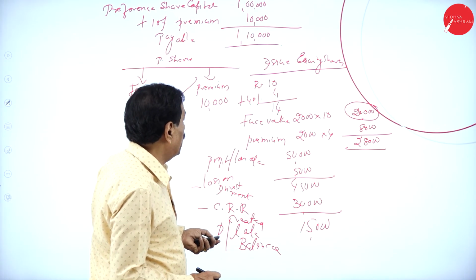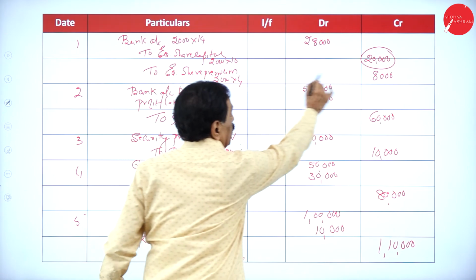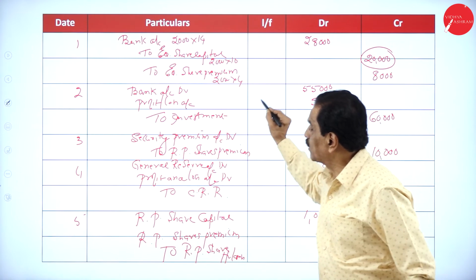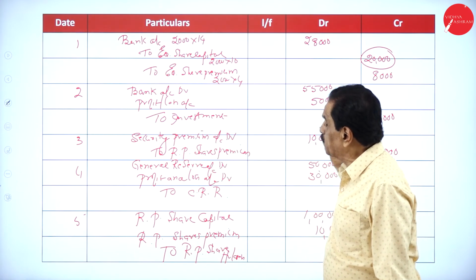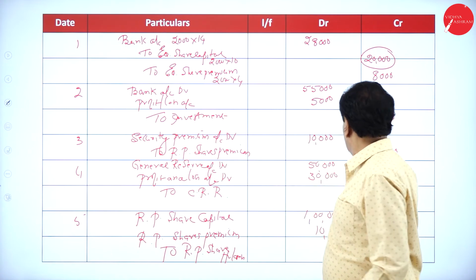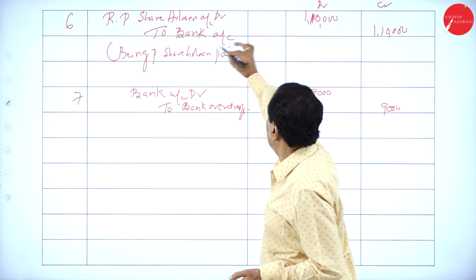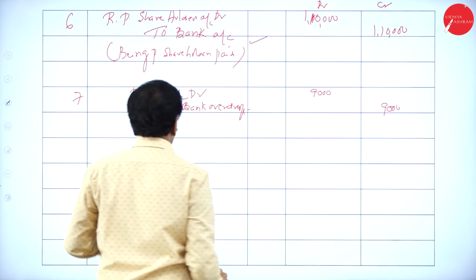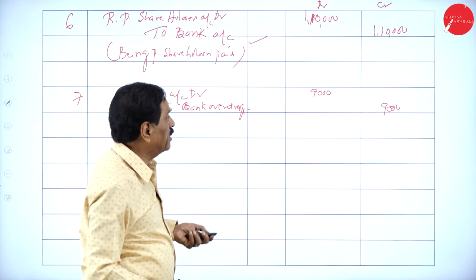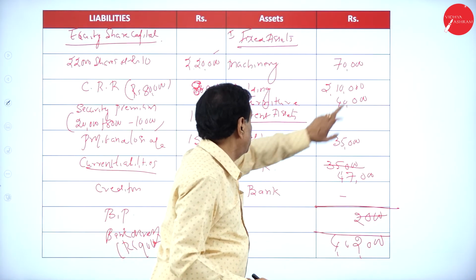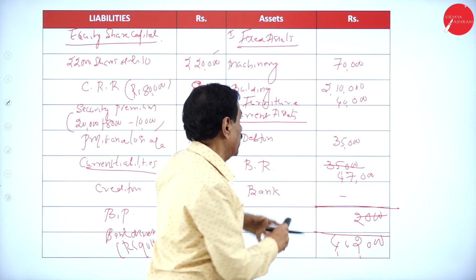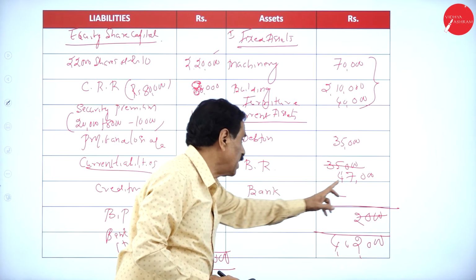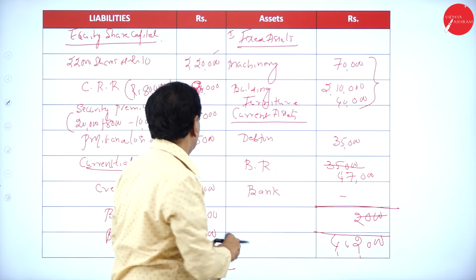Okay. So here balance sheet now. Bank account debit to equity share capital, to equity share by sale of investment account. Bank account debit, profit and loss account debit to investment account, security premium account debit, preference share premium account, redeemable preference shareholder account debit to bank account. Regarding the bank overdraft, bank account debit to bank overdraft account 9,000. So fixed assets: machinery 70,000, building 2,10,000, furniture. These are all the fixed assets. Then current asset, debtor 35,000, BR 47,000, no bank.